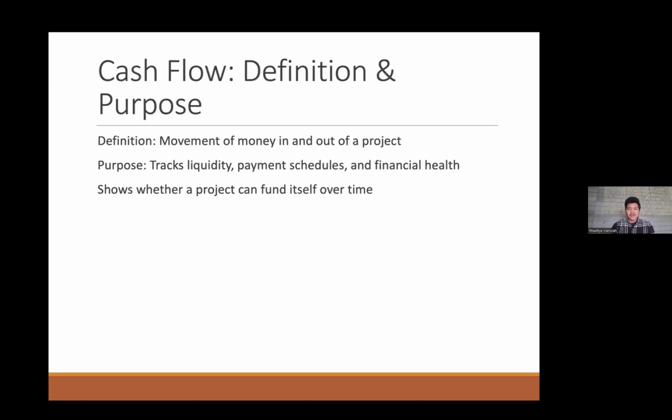Okay, first of all, we have cash flow right here. So cash flow is basically the movement of money in and out of the project. What is it for? First is to track the liquidity, track the progress, check the in and out cash flows, the payment schedules, the financial things, and the economic considerations for the project. And also the cash flow represents the timing and the amount of money moving in and out of the project itself.